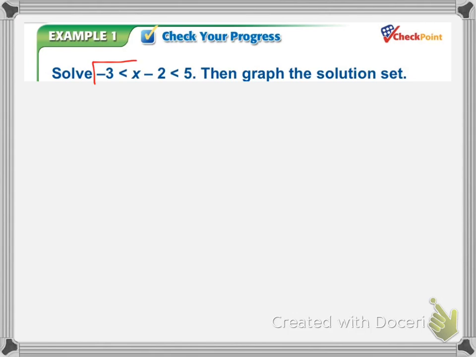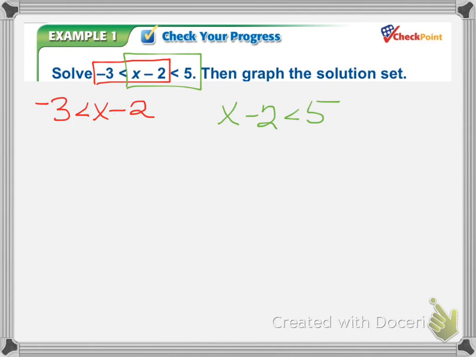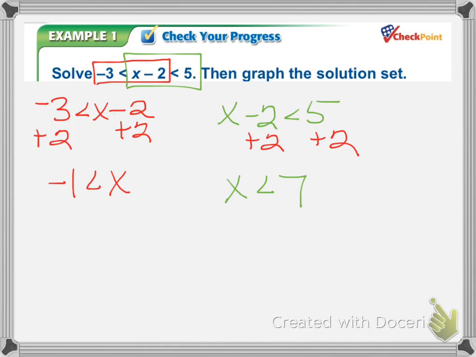Okay, so when you split, you have your negative 3 is less than x minus 2. And then on the other side, you're going to have your x minus 2 is less than 5. So then when you go to solve that, you're going to add 2. You're going to come over here and add 2 as well. Alright, so notice that your process is going to be the same. So you have negative 3 plus 2 is negative 1 is less than x. And then over on the green side, you are going to have x is less than 7.